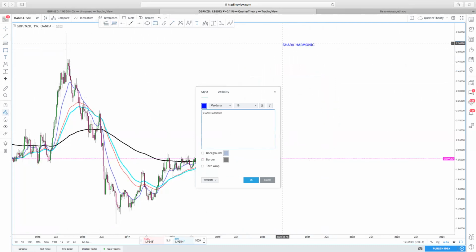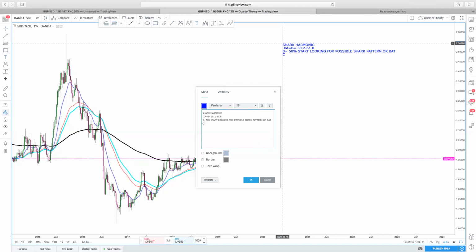Its ratios are: the XA leg equals B, right? The B equals a 0.382 to a 0.618, right? In my experience, if B equals 50%, start looking for a possible shark pattern or bat. Okay, that's just a little tip, right?